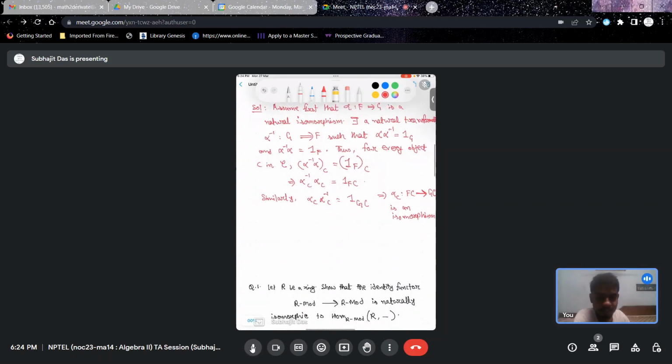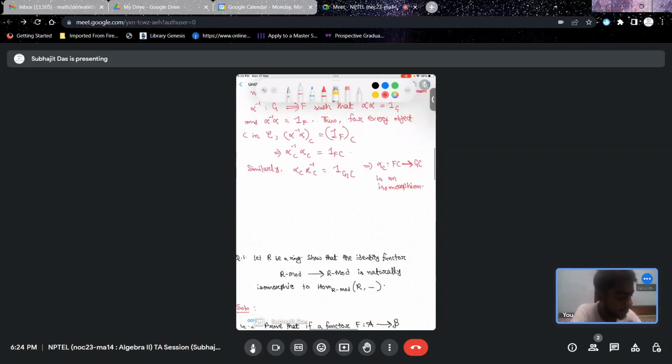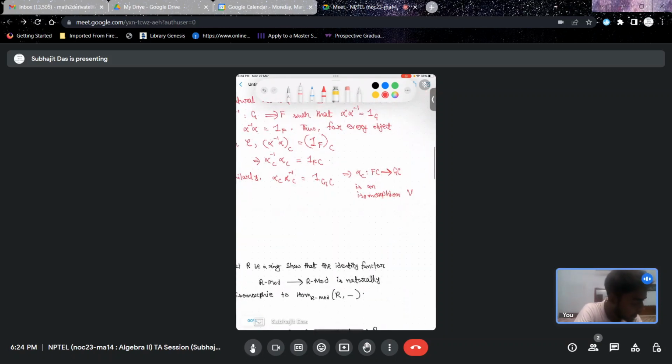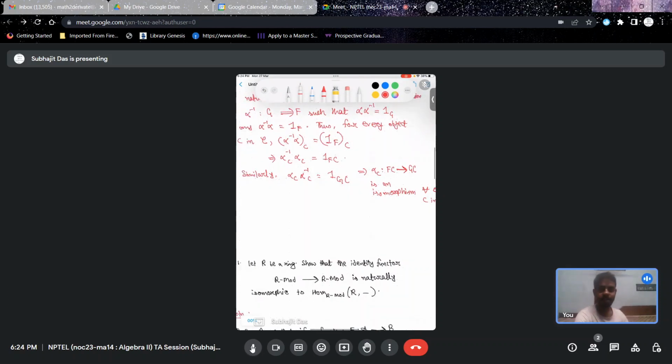Now we just need to prove the converse direction. So this is an isomorphism for all objects C in the first category C. Now we assume the converse, that is, we assume that each component of the natural transformation alpha is an isomorphism. We just need to show that alpha is a natural isomorphism.